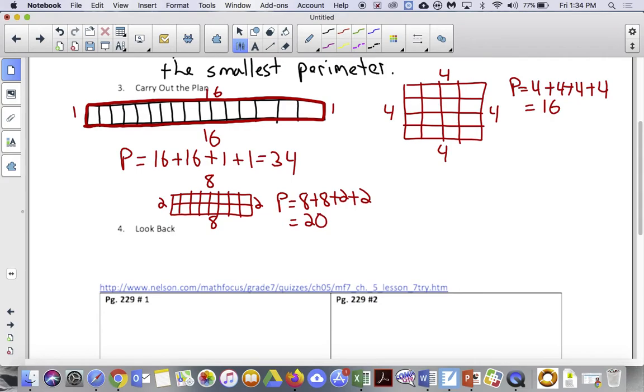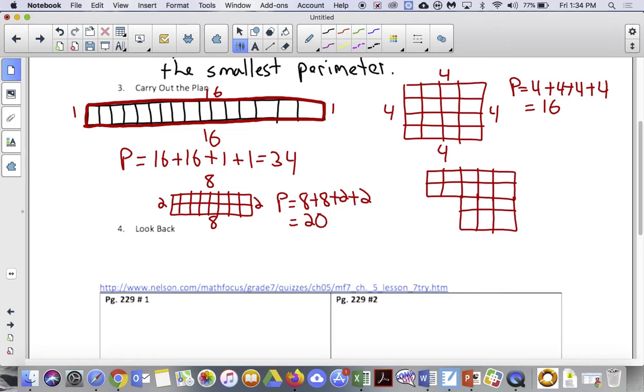So let's get creative and try one that is different. So I'm going to try this one. I'm going to split it up into 5 and 6. 1, 2, 3, 4, 5. And then I'm going to split it up into 6. Right? Still rectangles, but different.